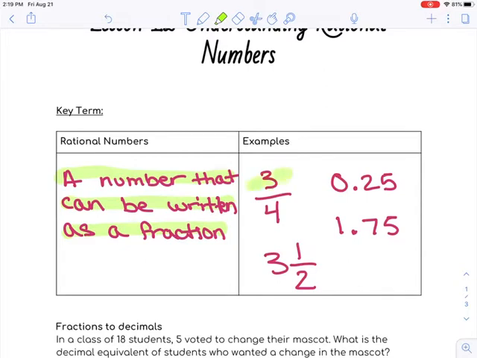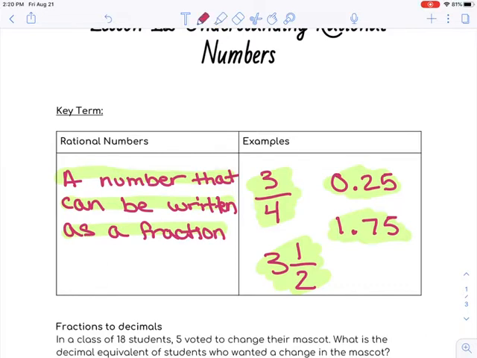So for example, 3/4, this is a fraction, so it's a rational number. 0.25, this can be written as a fraction. 1.75 can be written as a fraction. And then 3 1/2 already is in fraction form. So these are all examples of rational numbers.